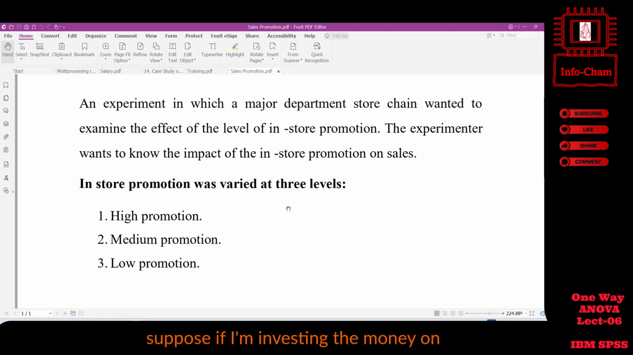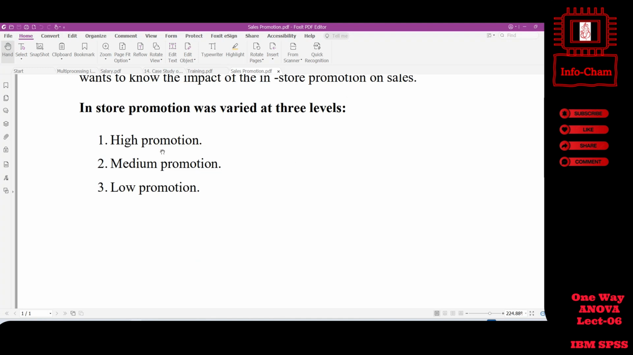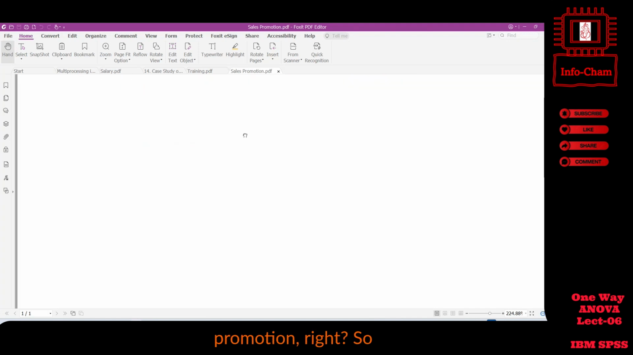So suppose I'm investing money on the promotion, maybe a discount. Nowadays Christmas is coming, right? So the companies are making their promotions and giving a lot of benefits to the customers. In that case, is it worth it or not? If I spend a lot of money on the promotion, maybe my sale will be high, medium, or low, right? There are some levels. Just think about it. So in-store promotion was varied at 3 levels: high promotion, medium, and low promotion, right?